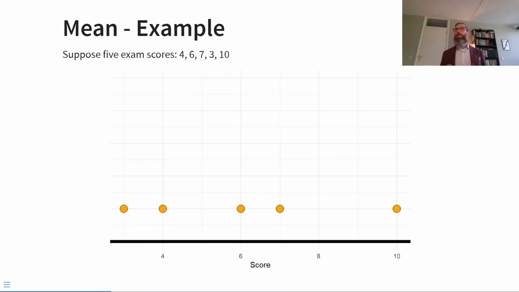Here's a visual example of how to calculate the mean. On the screen you see a black number line which ranges from about 3 to 10. And we have 5 observations indicated by these orange dots. There's no y-axis here, these are just single observations along a number line. So we have one person with a score of 3, one person with a score of 4, 6, 7, and 10. The mean is the value that is mathematically in the middle of these scores.